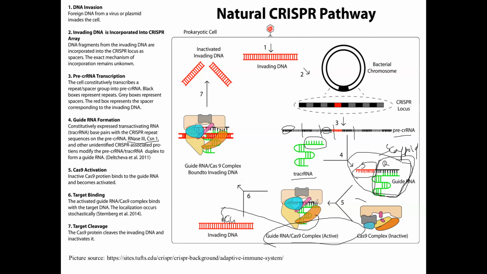Now this is called the guide RNA. Okay, the complex between the CRISPR RNA and the tracrRNA is called guide RNA. Now this guide RNA will be able to bind to the Cas9 protein. The Cas9 protein itself is produced from the Cas genes which are on the CRISPR locus. Now this triggers a conformational change. Now the Cas9 becomes an active conformer.